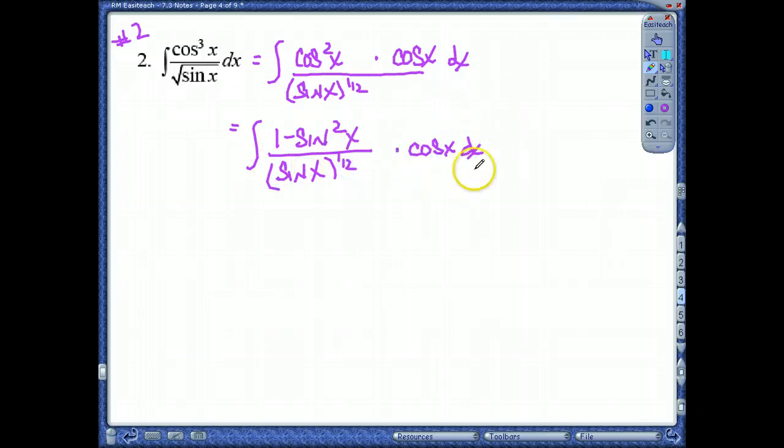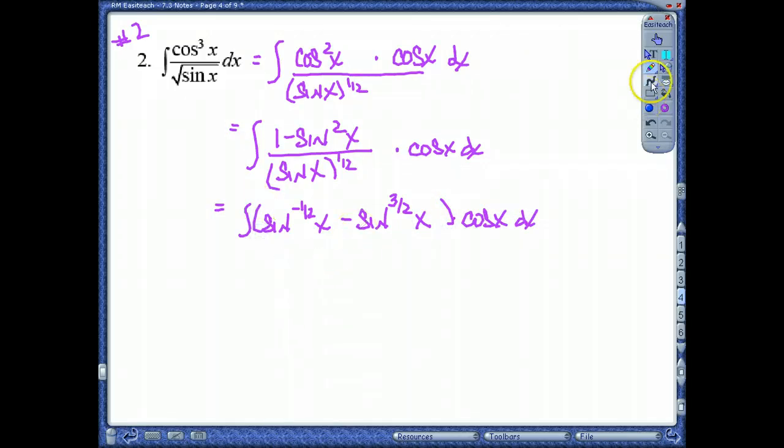That's all going to be our du. And I am going to go ahead and divide that up. So 1 divided by sine to the 1/2 power is going to be sine to the -1/2 power. And then this is going to be sine to the 3/2 power, and I've got that times my cosine of x dx.